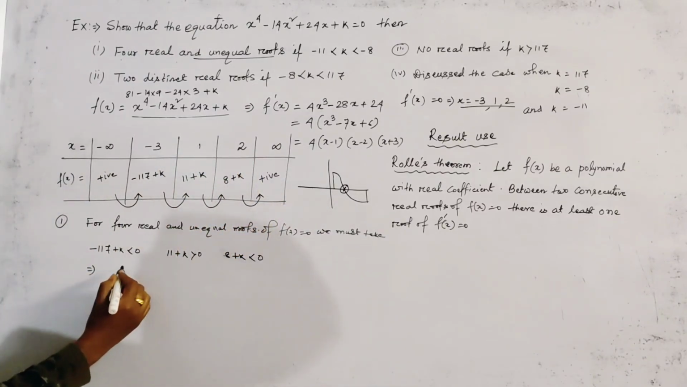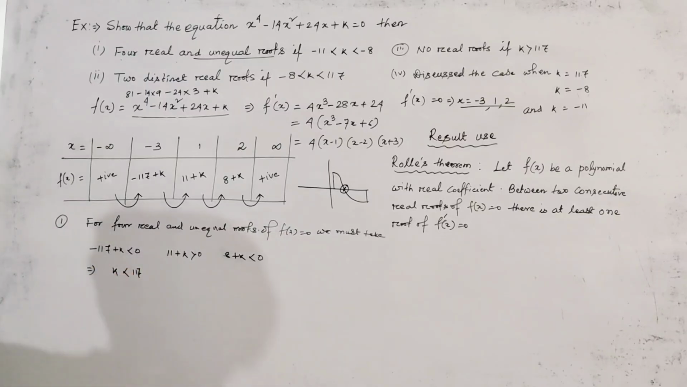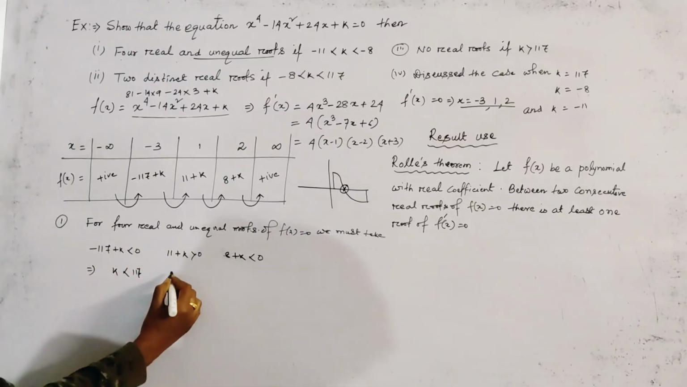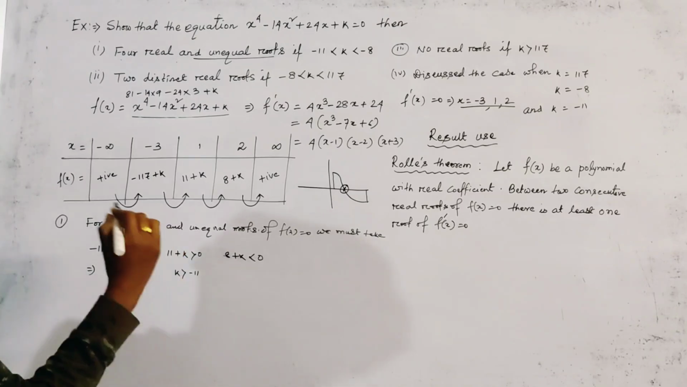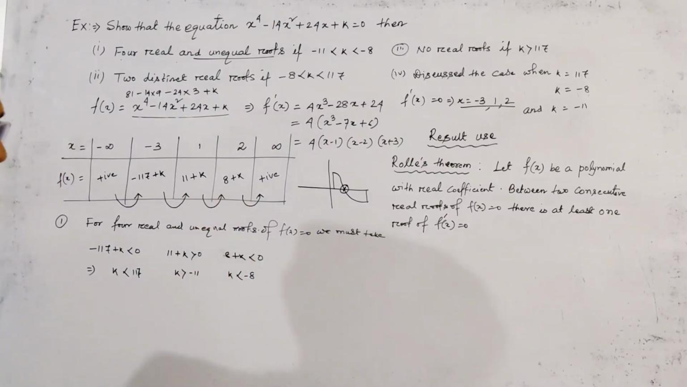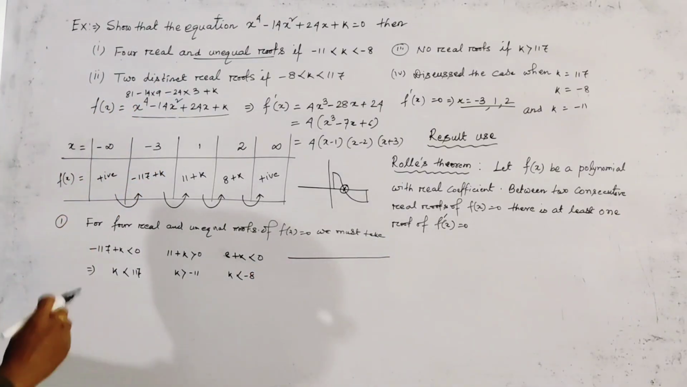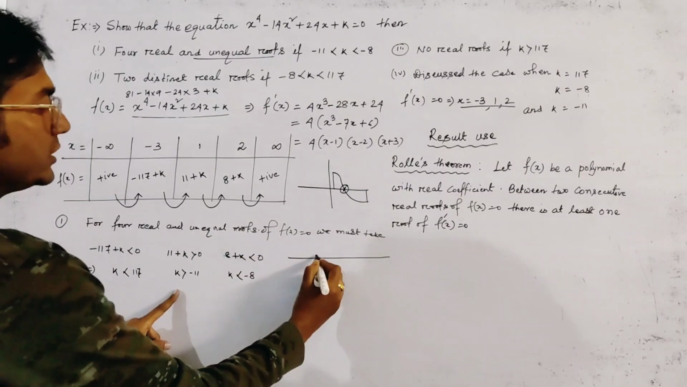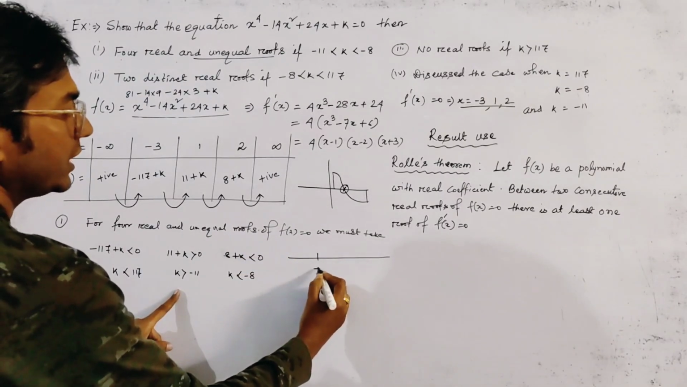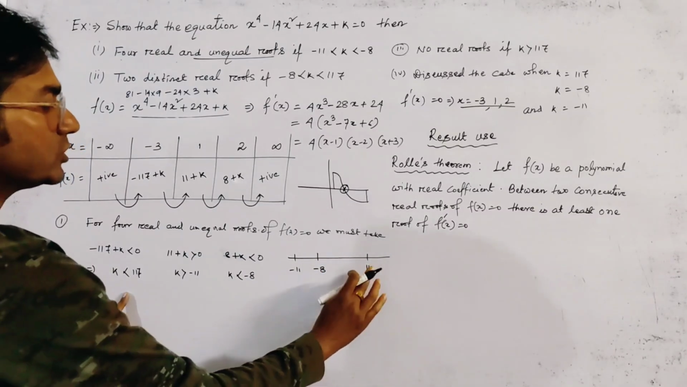So we get k less than 117, k greater than minus 11, and k less than minus 8. Now we draw a number line to easily calculate the range of k. Here we indicate 3 points only: minus 11, minus 8, and 117.